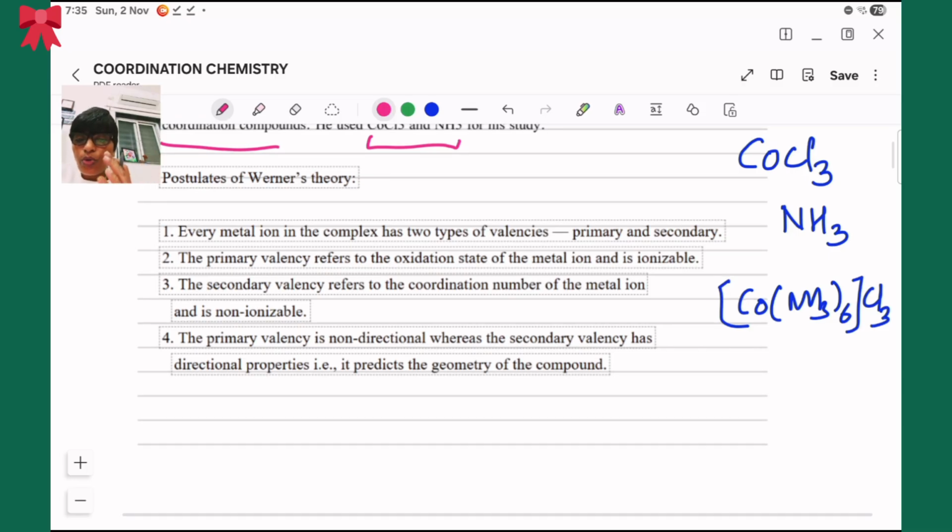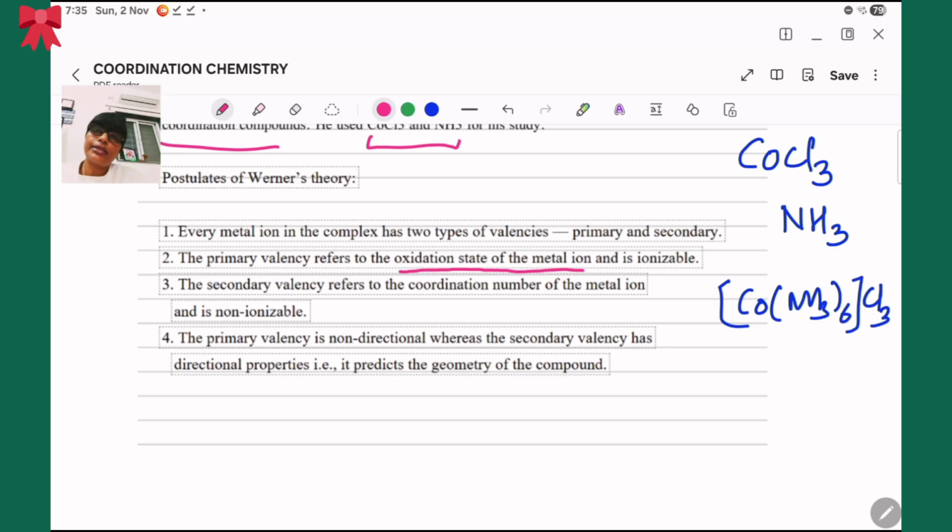The first important point which he put forth was that every metal ion in the complex has 2 types of valencies. The first is primary valency and the second is secondary valency. All right. So what is this primary and the secondary valency? Let's understand. The primary valency is nothing but the oxidation state of the metal ion, and it is ionizable. Okay, so let's look at the example which is here.